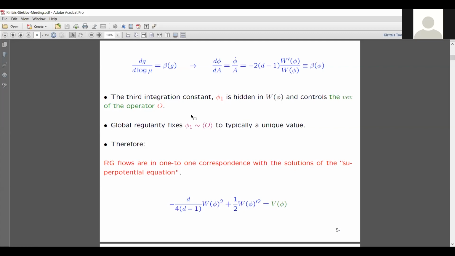And here comes the very important property of holographic solutions, that we have to ask for global regularity. And global regularity, as you all know, fixes the value of the subleading solution for the dilaton, which controls the VEV, in terms of the other parameters of the theory, like coupling constants. And then eventually we end up only with independent parameters that refer to the parameters of the quantum field theory. So the conclusion of this that most of you know is that renormalization group flows are in one-to-one correspondence with the solutions of the superpotential equation that I wrote here and that connects the superpotential to the potential. And then the superpotential determines the flow, the first-order equations of the flow, and the beta function.